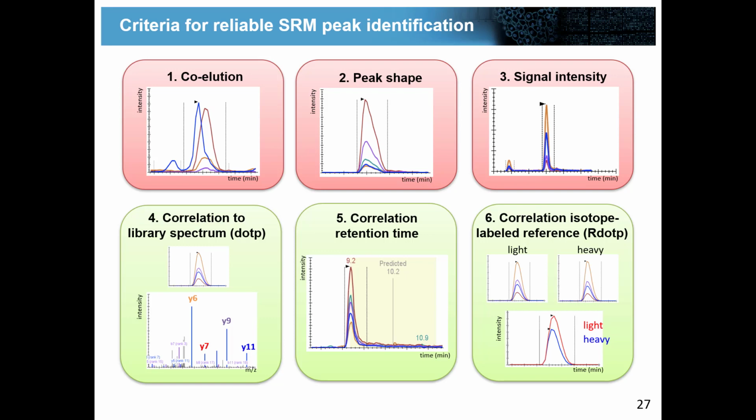And this, for example, is a dot P value that should always be very, very high, because you measure the light and heavy in the same experiment. So you should really just see R dot Ps of 1 or 0.99.